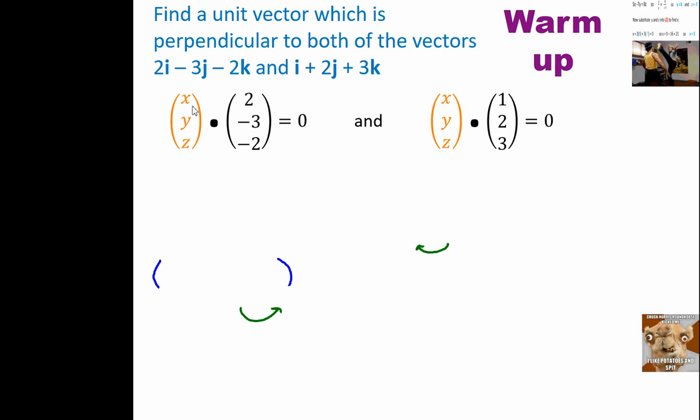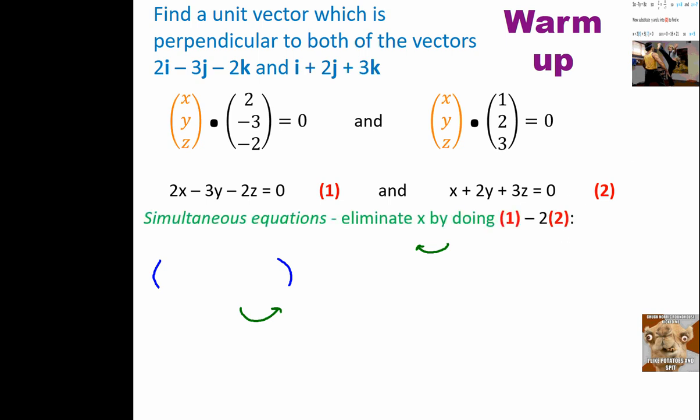So you can come up with two equations, because this is the mystery vector that we're trying to work out. And we know that if it's perpendicular to this one, then its dot product must equal 0. Plus if it's perpendicular to this one, then its dot product must equal 0 too. So we can come up with two sets of equations, because that times that plus that times that plus that times that equals 0. And that times that plus that times that plus that times that equals 0. So let's come up with two equations. So we've got 2x minus 3y minus 2z equals 0, equation 1, and 1x plus 2y plus 3z equals 0 is equation 2.